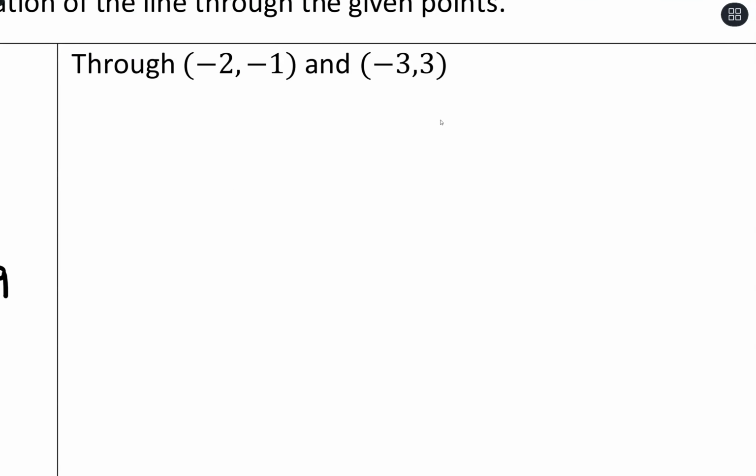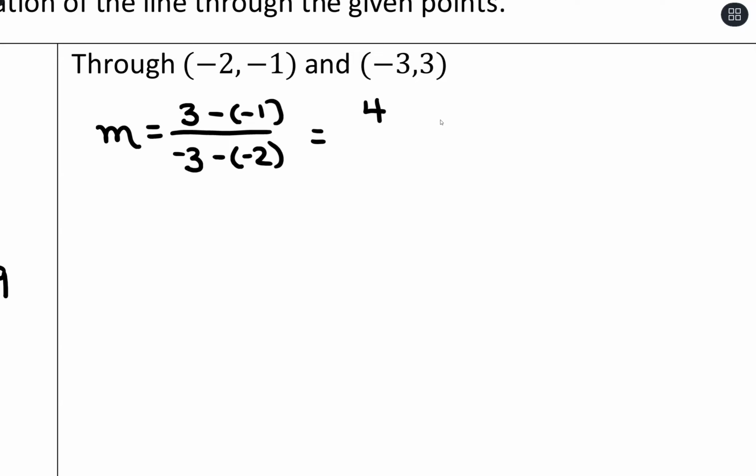So through these two coordinates, let's start with our slope. So difference in y values over difference in x values, again using those parentheses to help out. So 3 plus 1 is 4 over negative 3 plus 2, which would be a negative 1. So we have a slope of negative 4. So I'm getting my structure going with y equals negative 4x plus b.